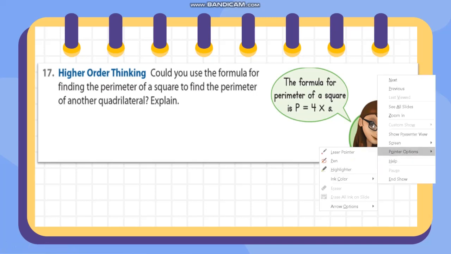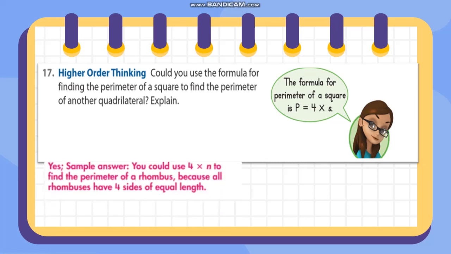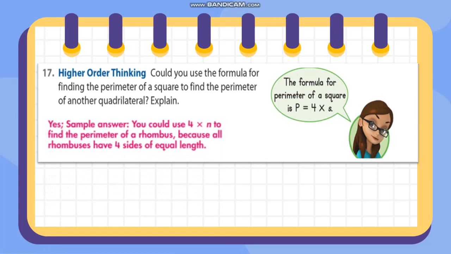Next, number 17. Could you use the formula for finding the perimeter of a square to find the perimeter of another quadrilateral? Explain. So the formula for perimeter of a square is perimeter is equivalent to 4 times side, or 4 times s. So the answer is yes. Why? You could use 4 times the variable n to find the perimeter of a rhombus, because all rhombuses have 4 sides of equal length.